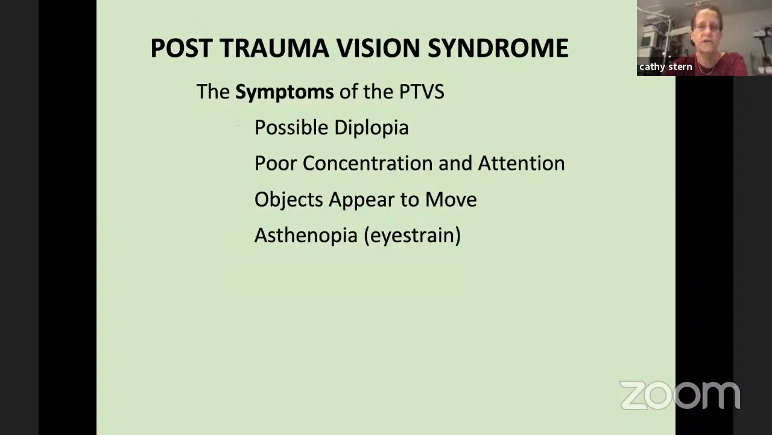In terms of the symptoms, some patients will talk about diplopia or double vision. Often they have poor concentration and attention. They may actually say that objects appear to move. For example, words moving on a page, or things don't seem stable in their environment. And they talk generally about asthenopia or eye strain.